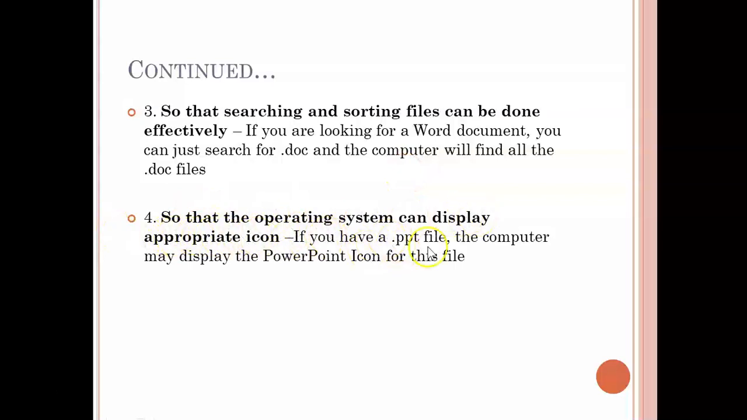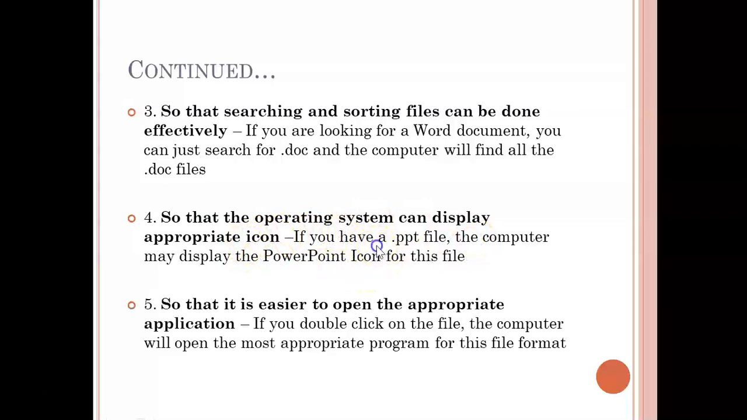So that the operating system can display an appropriate icon. If you have a .ppt file, a PowerPoint presentation type of file, then the computer will display the most appropriate icon, which, if you have Microsoft PowerPoint, will be the PowerPoint icon. Number 5, so that it's easier to open the appropriate application. If you double click on the file, the computer will open the most appropriate program for the file format. So if you have a .doc file and you double click on it, and you have Microsoft Word, it will open up Microsoft Word for that file.